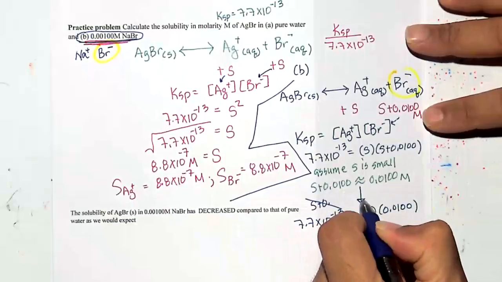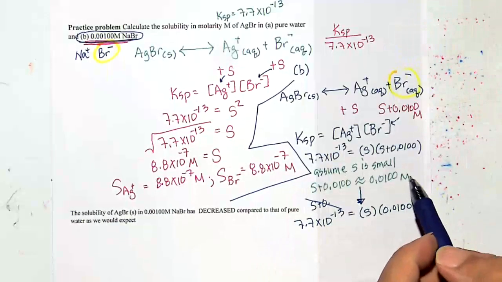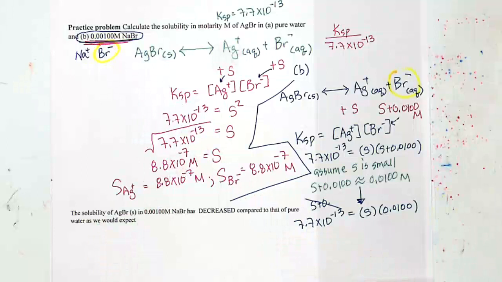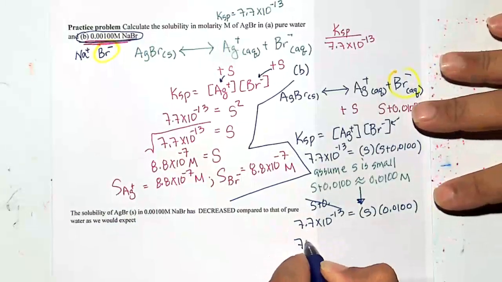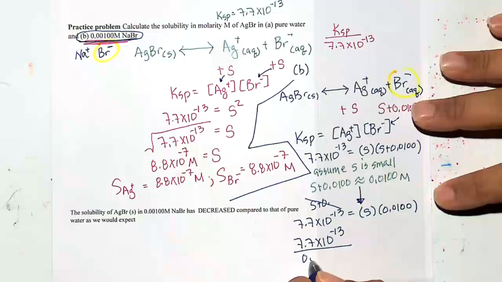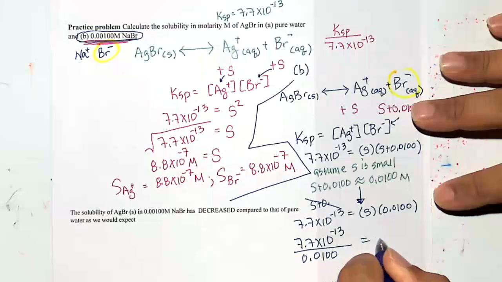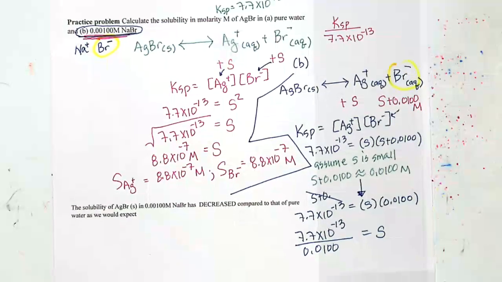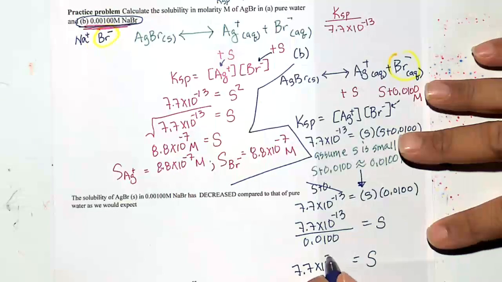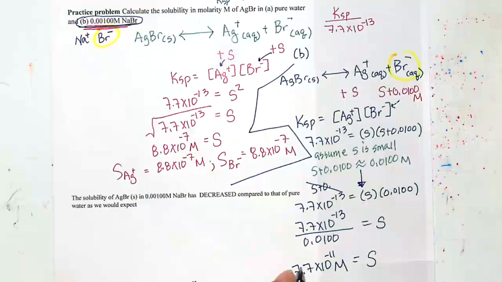So assuming that S is small, most of the Br minus is coming from the NaBr. So now the solubility will be 7.7 times 10 to the minus 13 divided by 0.0100. This is going to equal S. And I am getting S equal to 7.7 times 10 to the minus 11. Don't forget big M here.